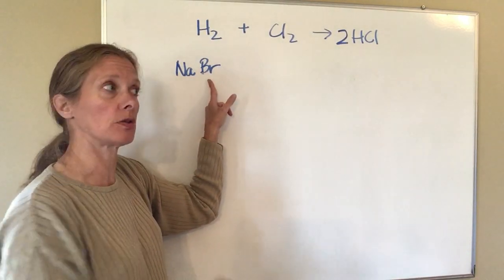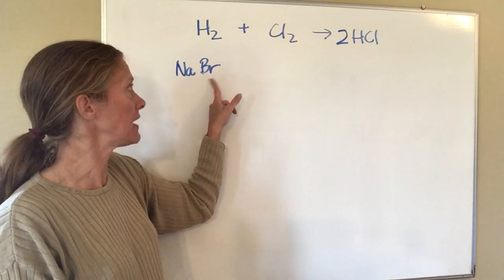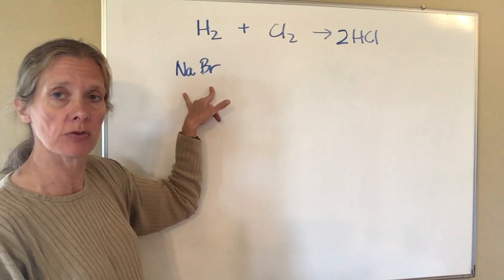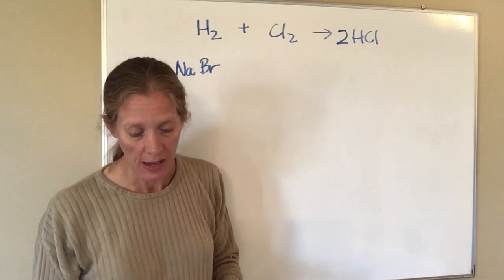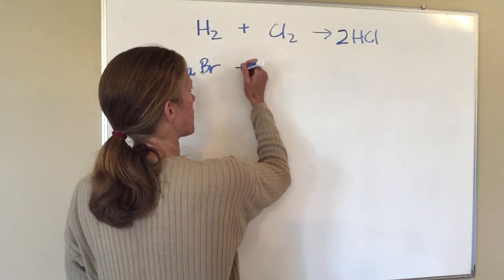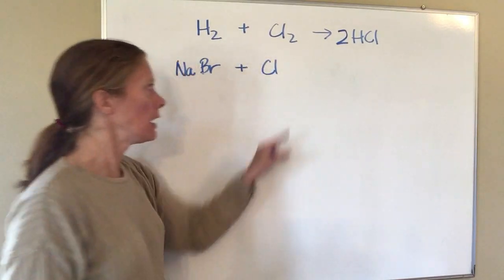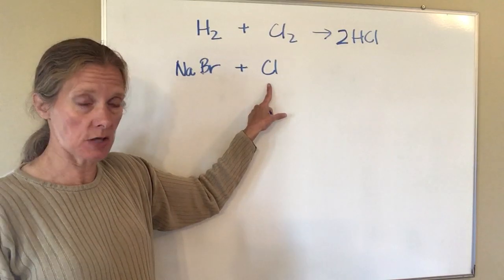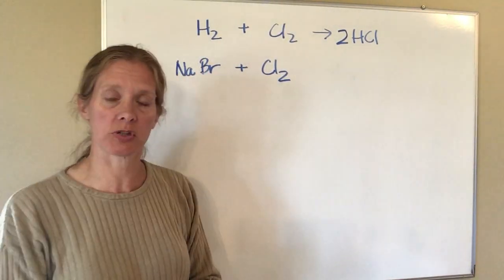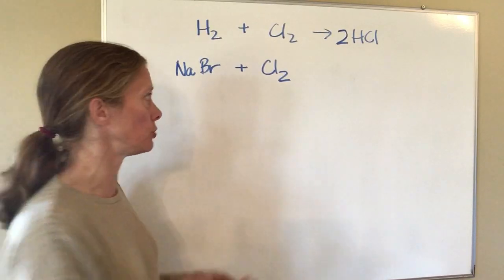Bromine is in the second to the last column on the periodic table. It has a negative 1 charge, so in this case, I only need 1 of each, and so the formula is NaBr. It says that it reacts with chlorine, so that's going to be plus Cl. Chlorine is one of those diatomic elements, so whenever I have it, I always have to have 2 of them hooked together. So that one's going to be Cl2.